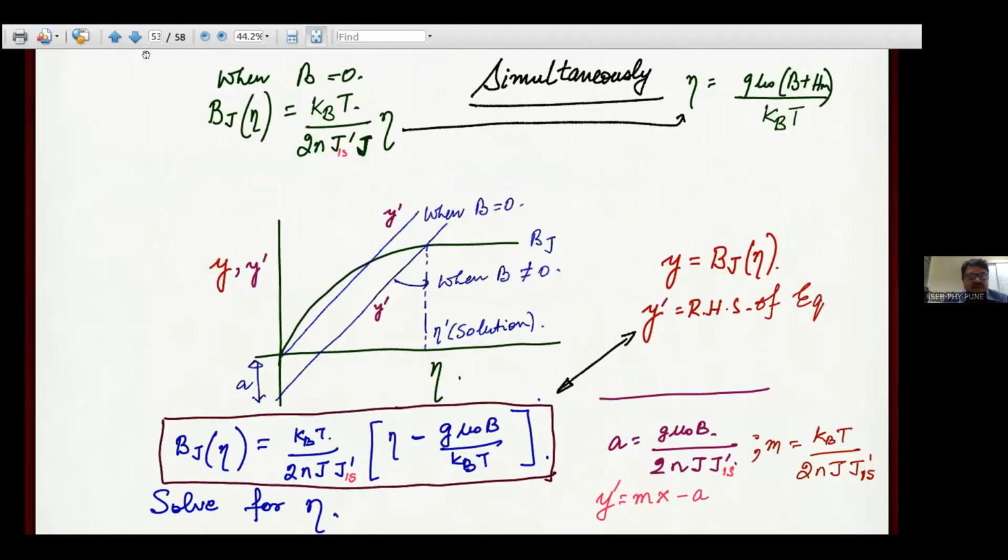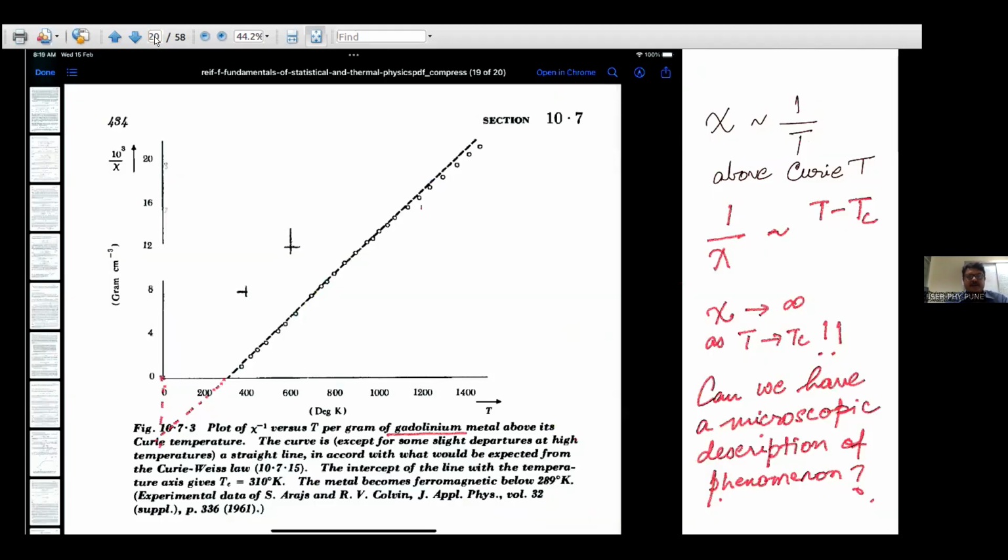So I'll just remind you, I think it was around page 20. Yeah, this is the right graph. So you remember at a particular value of Tc, 1 by chi was 0, which means chi was going to infinity, right? And we have got that also.